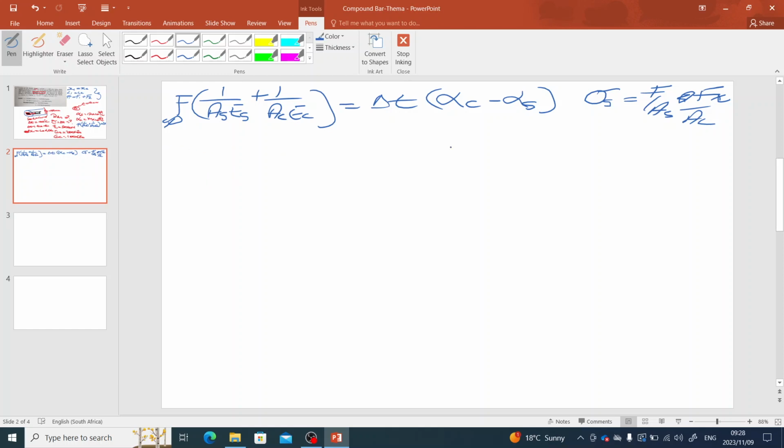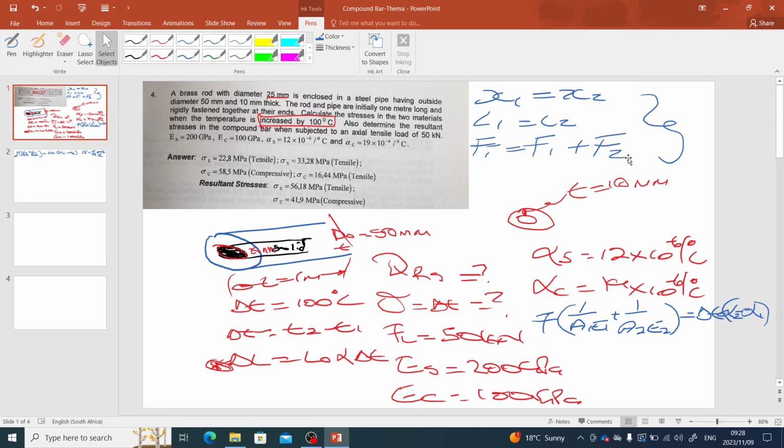Now, that's the first thing that we need to do. But before we go there, we first have to calculate the areas, the area of the steel pipe and the area of the copper. Now, how are we going to calculate them? Let's erase so as to be able to calculate.